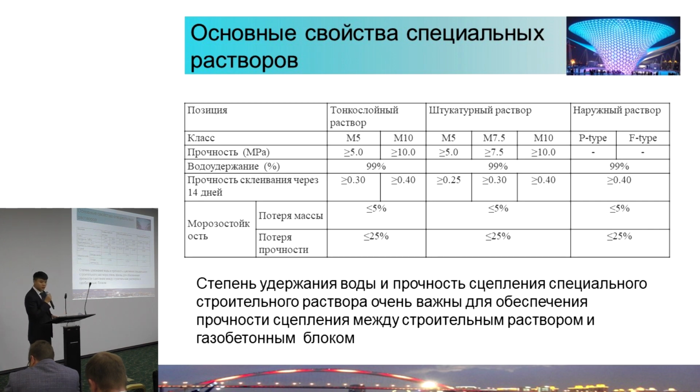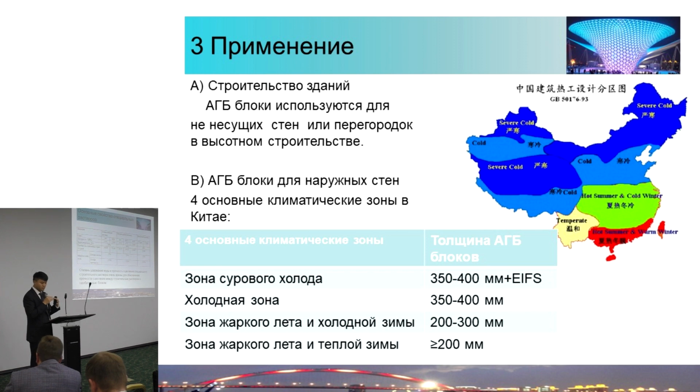This is special mortar, the mortar specification. In China, we have two types of mortar: one is the traditional type, one is dry mortar. For application, dry mortar is the best for joining blocks and panels.